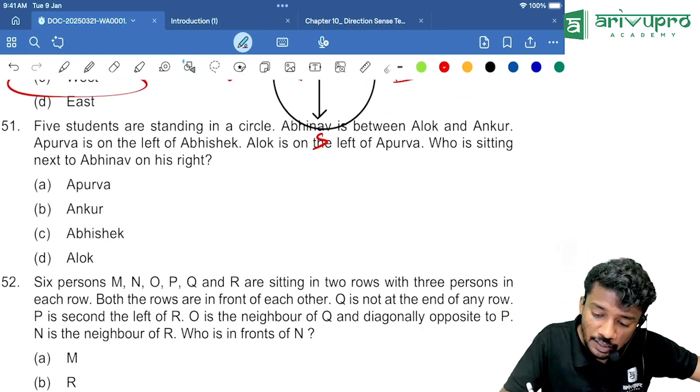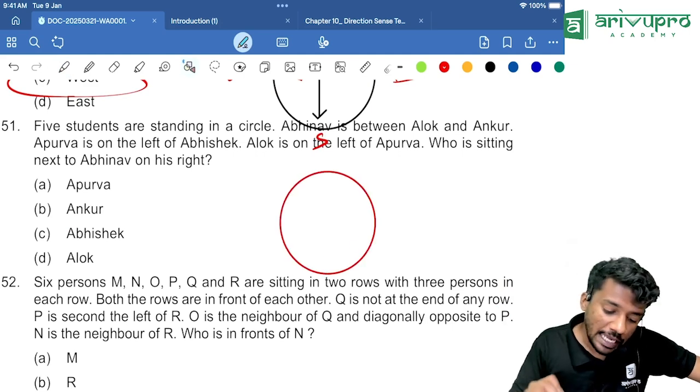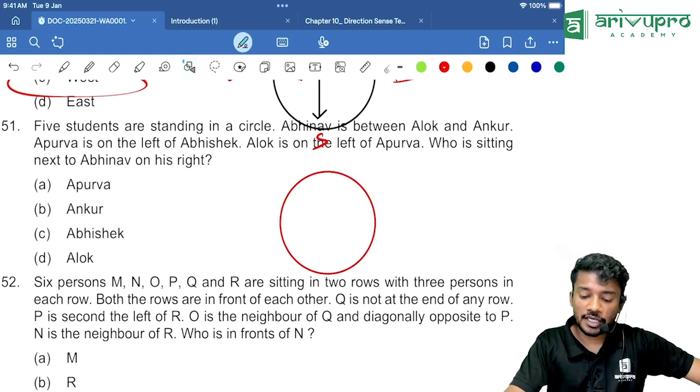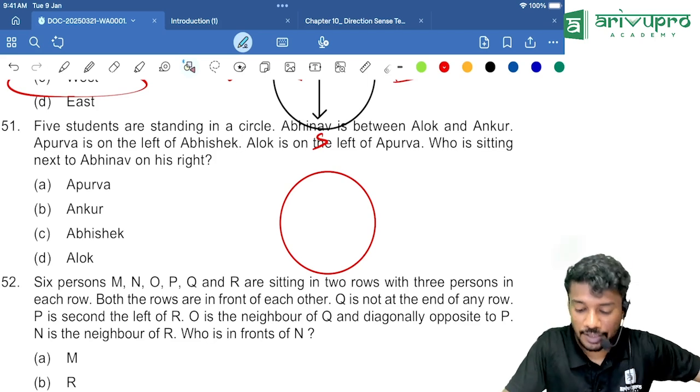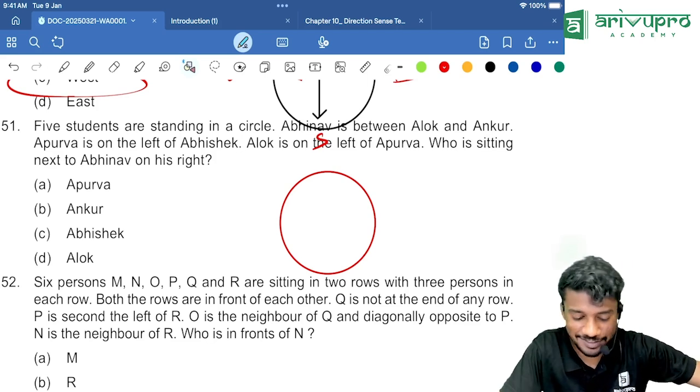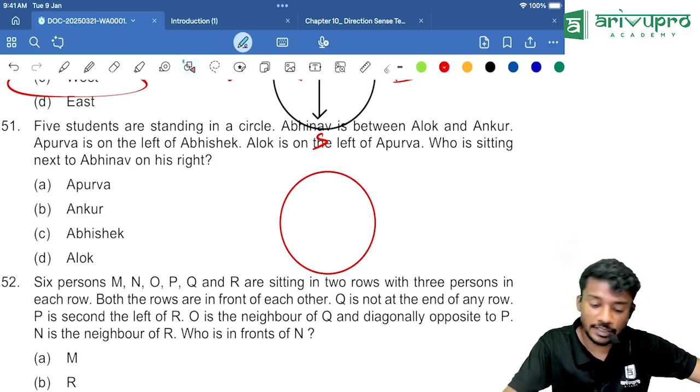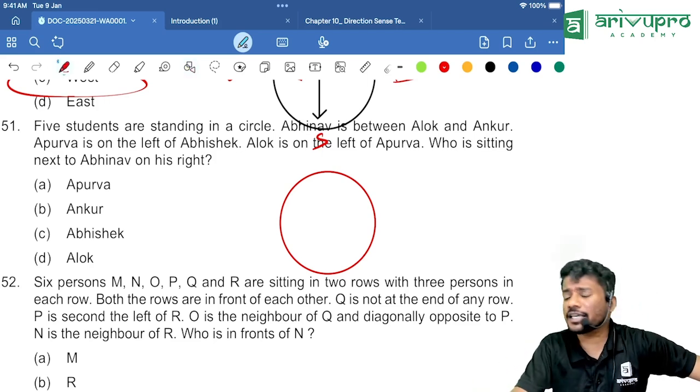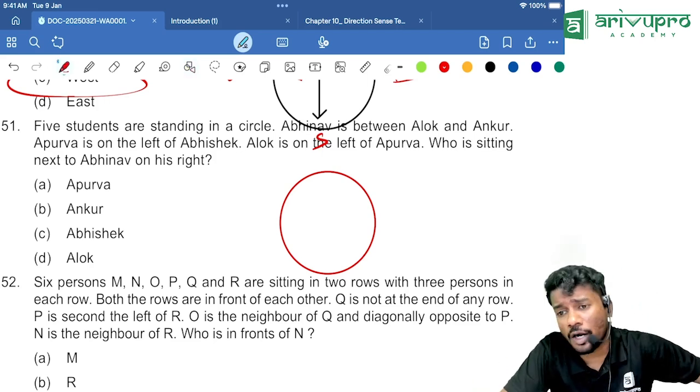Next one. 5 students are standing in a circle. Abhinav is between Alok and Ankur, and Apurva is left of Abhishek. Alok is on the left of Apurva, who is sitting next to Abhinav on the right. How will you find? Is anything given? Are they looking towards the center or outside the center?